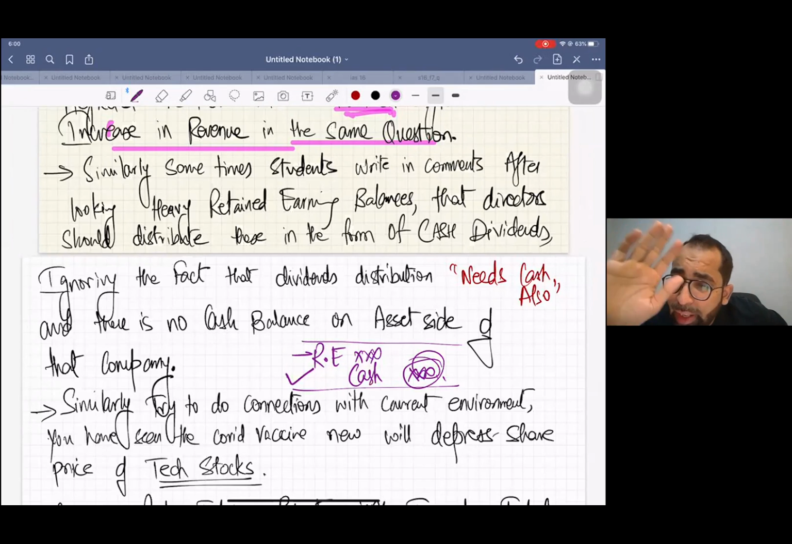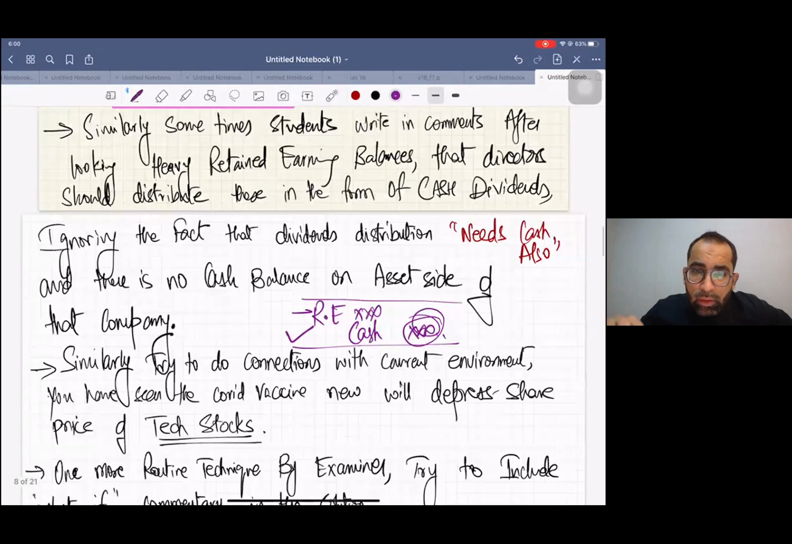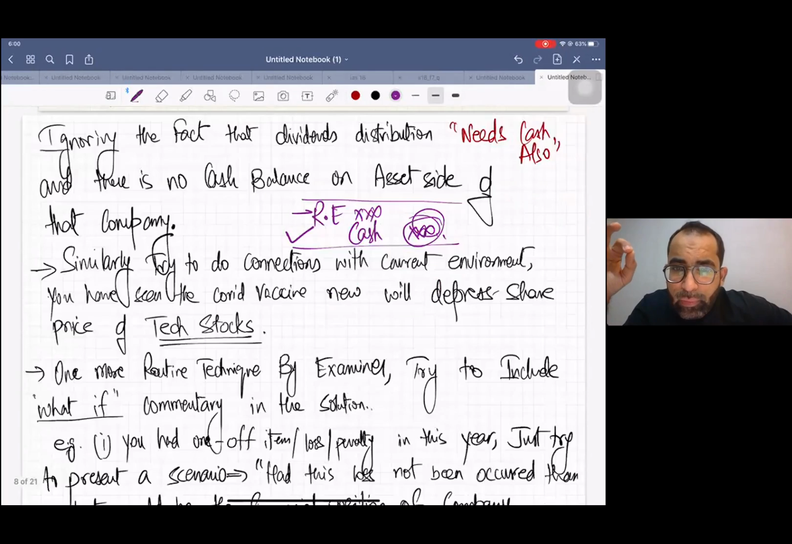So don't learn blind commentaries. Use your common sense and be active. Try to learn the techniques. Now, also, listen. Also try to read the real life environment as well. You must have some business sense.